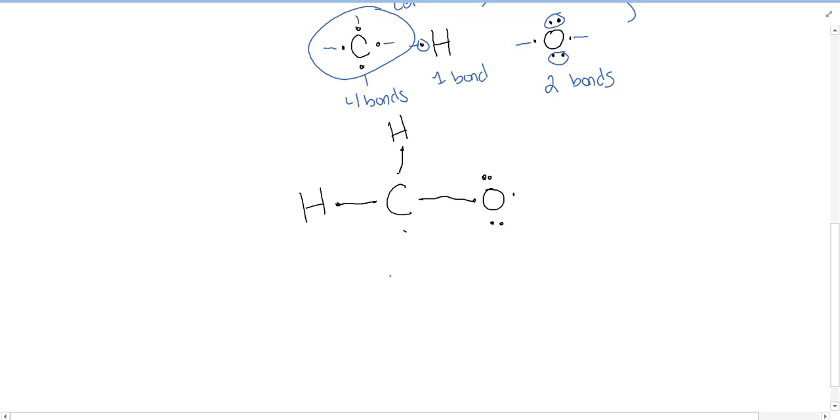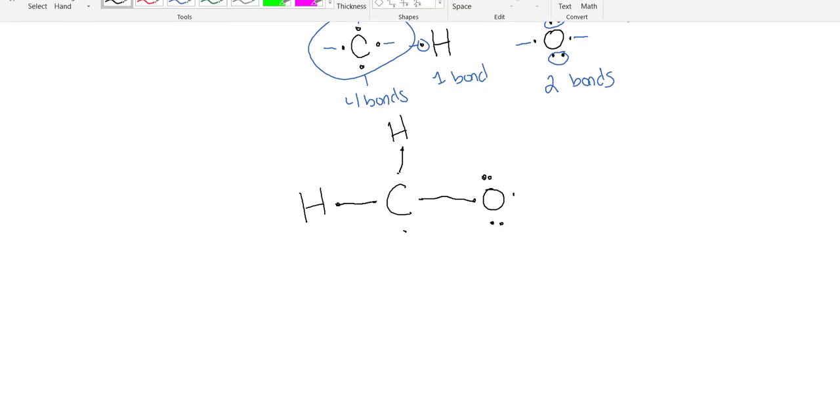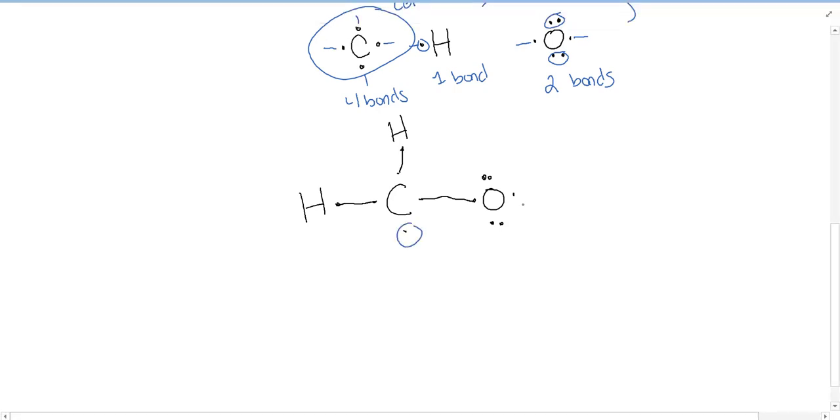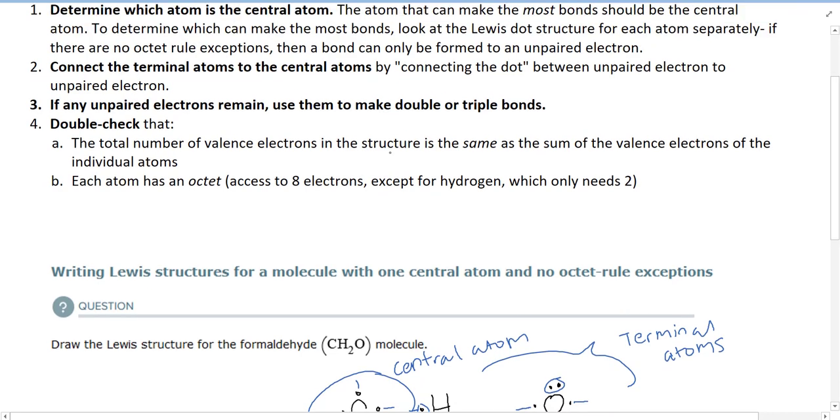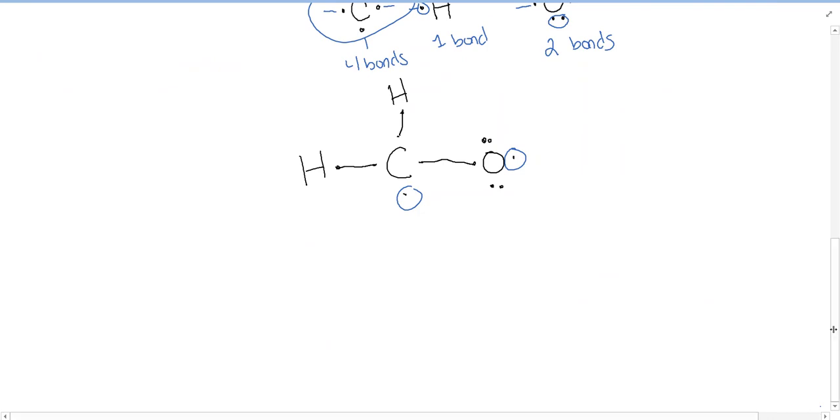Now notice in this structure, at this point, we have unpaired dots left. There's an unpaired dot on carbon, and there's an unpaired dot on oxygen. So if we have any unpaired electrons, we're going to use them to make double or triple bonds. So I'm going to take that electron here, and I'm going to move it here and here so that I can make a second bond, like that.